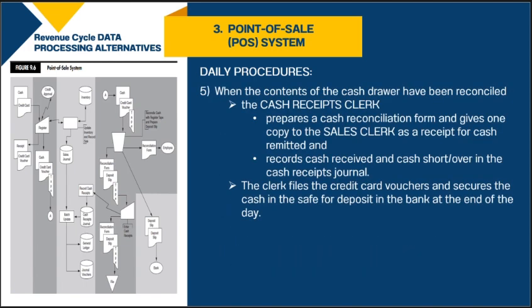And for the fifth daily procedure, when the contents of the cash drawer have been reconciled, the cash receipts clerk then prepares a cash reconciliation form and gives one copy to the sales clerk as a receipt for cash remitted. The cash receipts clerk also records cash received and cash short or cash over in the cash receipts journal. Now then, the clerk files the credit card voucher and secures the cash in the safe for deposit in the bank at the end of the day.